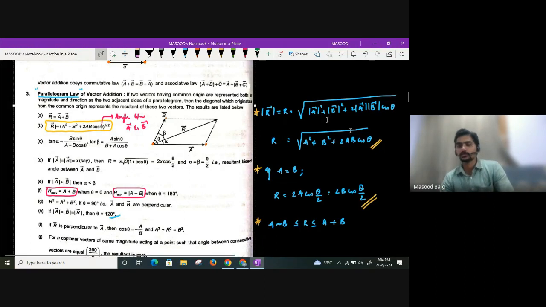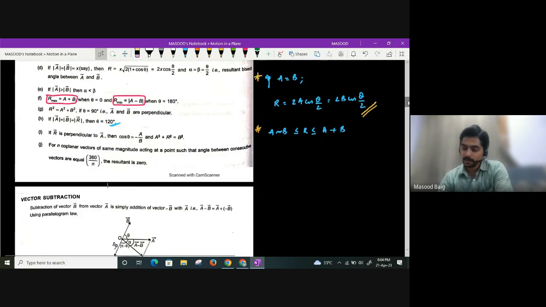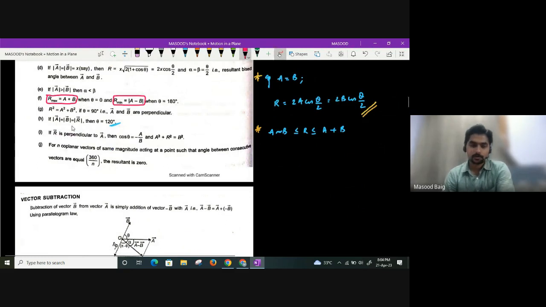The magnitude of the resultant will be the square root of a square plus b square plus 2ab cos theta. If both the magnitudes are the same, then the resultant can be written as 2a cos theta by 2. And always remember, the resultant will lie between a minus b, the difference, and a plus b. Understood? And if the resultant has the same magnitude as that of a or b, then the angle between the vectors will be 120 degrees. Clear, all of you?